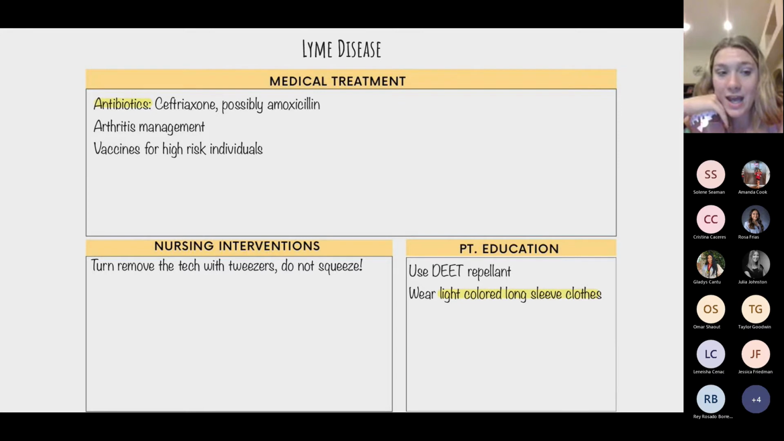When removing the tick, we remove it with tweezers, and we do not want to squeeze. We don't want to spread whatever was left in the tick's mouth, body, etc. into the patient. So we really want to remove it, and we want to make sure we remove all of it, specifically the head. We want to make sure we got all of it out.